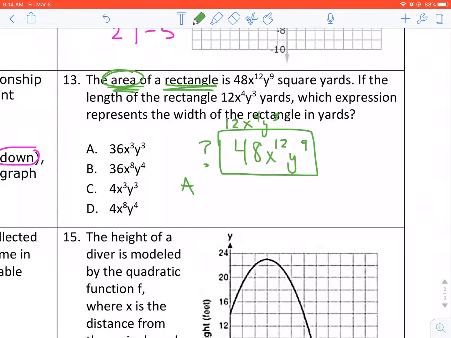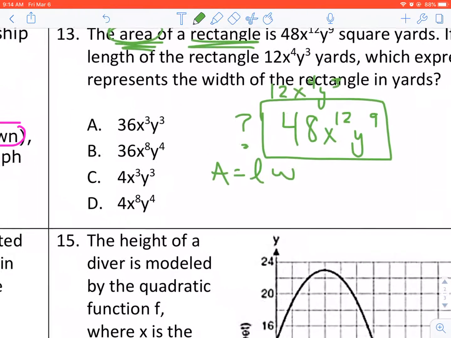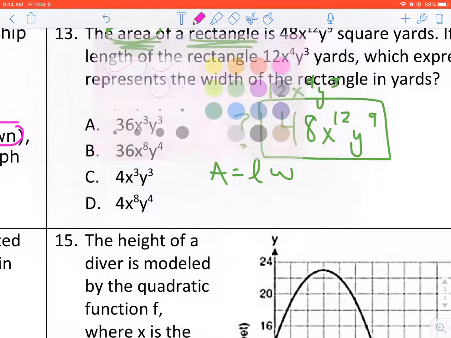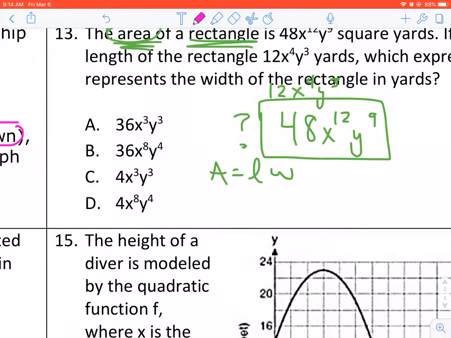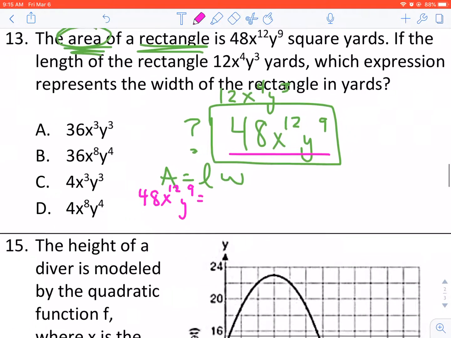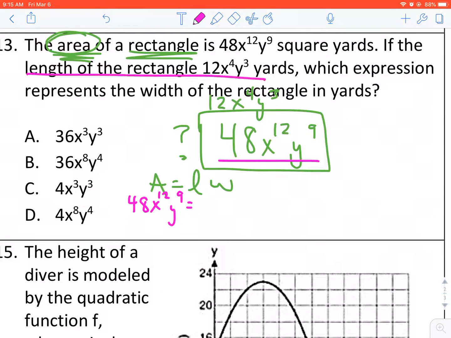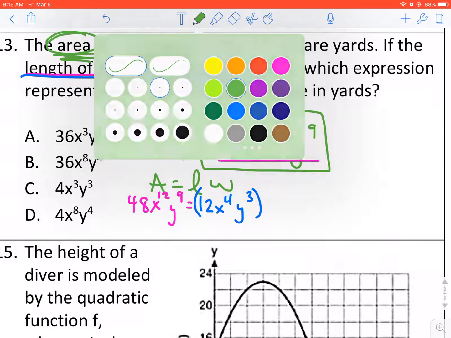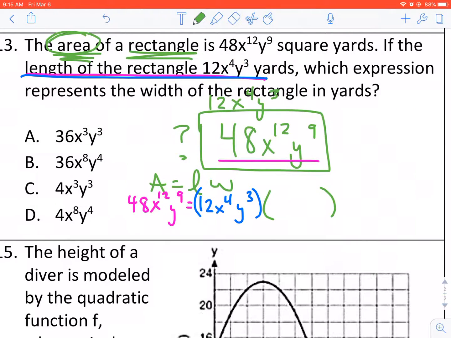So how do you find area? Again, you have to show up knowing this. Area is length times width. So that means we plug our numbers into the spots. The area number is inside, so we're going to start off with 48x to the 12th, y to the 9th. And then it says the length, so we plug in our length number. In the length spot, we're going to plug in 12x to the 4th, y to the 3rd. I'm going to use parentheses. And then we don't know the width, so we leave that blank.